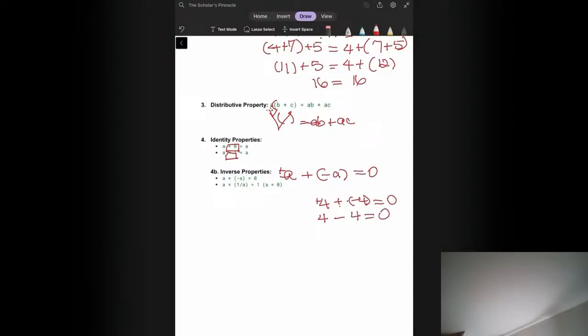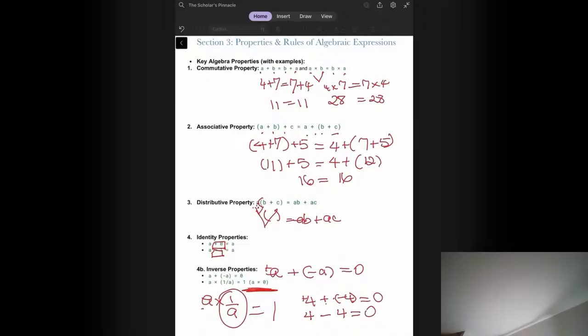Okay? Now this other inverse property, where you have A multiplied by 1 over A, this whole term right here is called the reciprocal. The product of A and its reciprocal is equal to 1 when A is not equal to 0, because division by 0 can't be determined. In calculus, it is called DNE. And here you have it, guys. Section 3, properties of algebraic expressions. These rules make algebra so much easier.